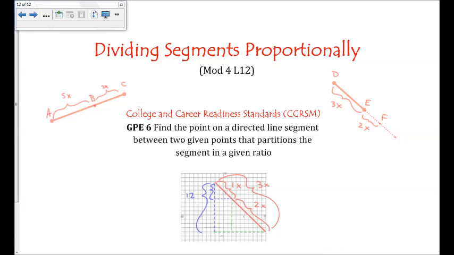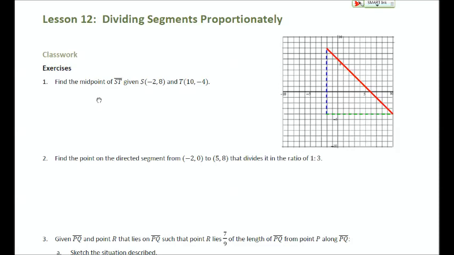Our next lesson, and the last lesson in Module 4, is about dividing segments proportionally. This covers one CCRSM standard, and that is GPE 6: find the point on a directed line segment between two given points that partitions the segment in a given ratio. Let's get started. Lesson 12 starts off with a question about midpoint.